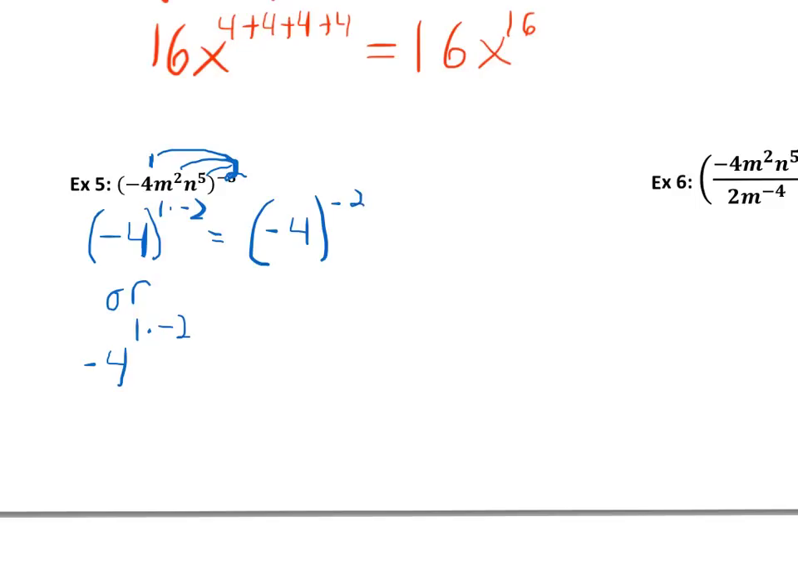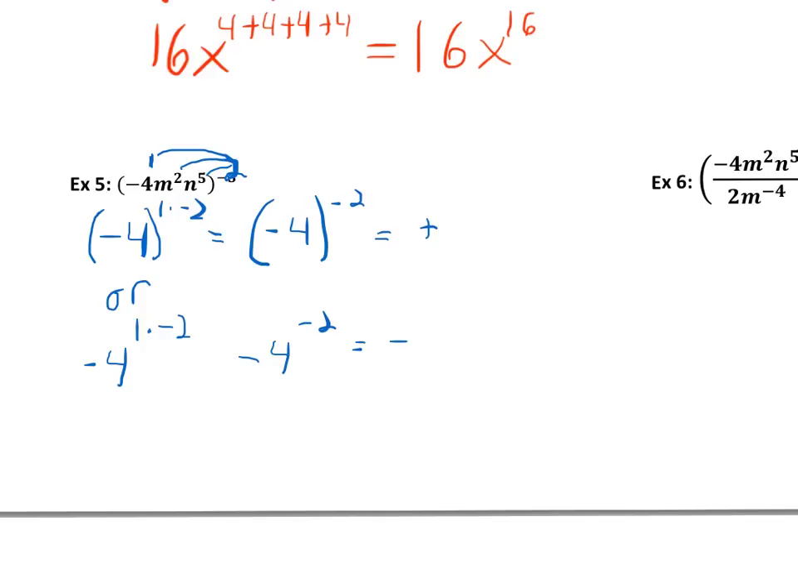And then this would be negative 4 raised to the negative 2 power, but no parentheses. Is there a difference? Do it on your calculator. And you're going to find there is absolutely a difference. This one will get you a positive decimal. This one will get you a negative decimal.